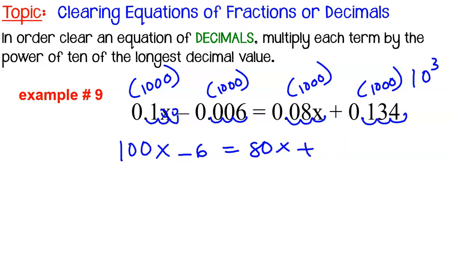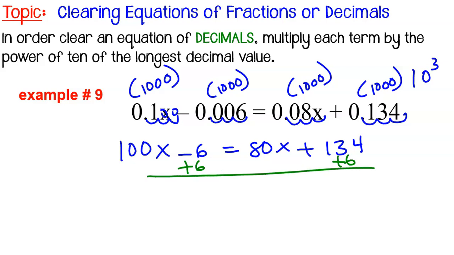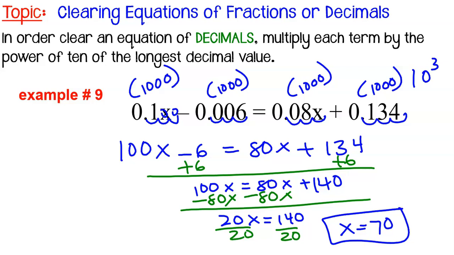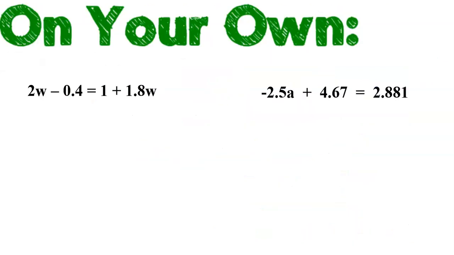Oops, I don't know where I got that 5 from. That was weird. Add 6. Subtract 80x. Divide both sides by 20. Not so bad. I think you're ready to try 2 on your own.